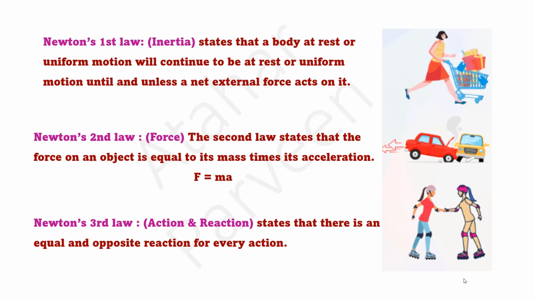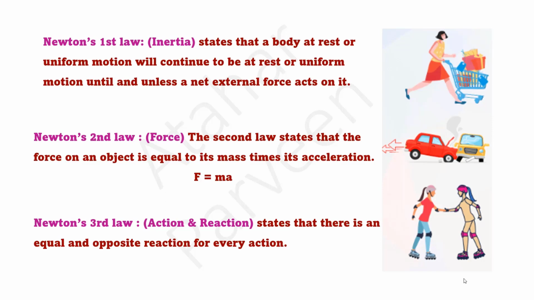Now let's talk about Newton's laws of motion. There are 3 Newton's laws of motion. First law states that a body at rest or in uniform motion will continue to do so. That means it will be at rest or in uniform motion until and unless you apply an external force. For example, this trolley will not move until and unless you push it, right? So this is Newton's first law of motion. We were talking about inertia in the gravitation chapter. So this first law talks about inertia.